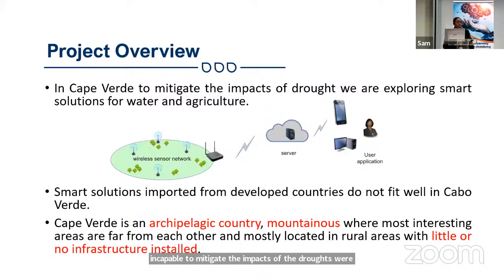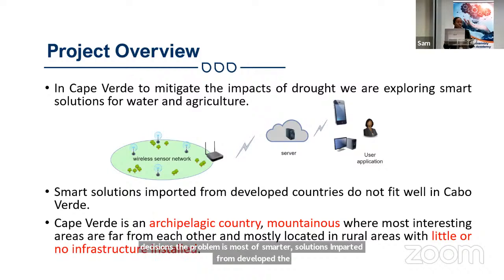Normally, a smart solution is composed of a wireless sensor network with several sensors installed in the field to collect the data and send it to a server, and then the user can go to the server via a user application to make decisions. The problem is most smart solutions imported from developed countries don't fit well in Cape Verde. Why? First, because we're a developing country.